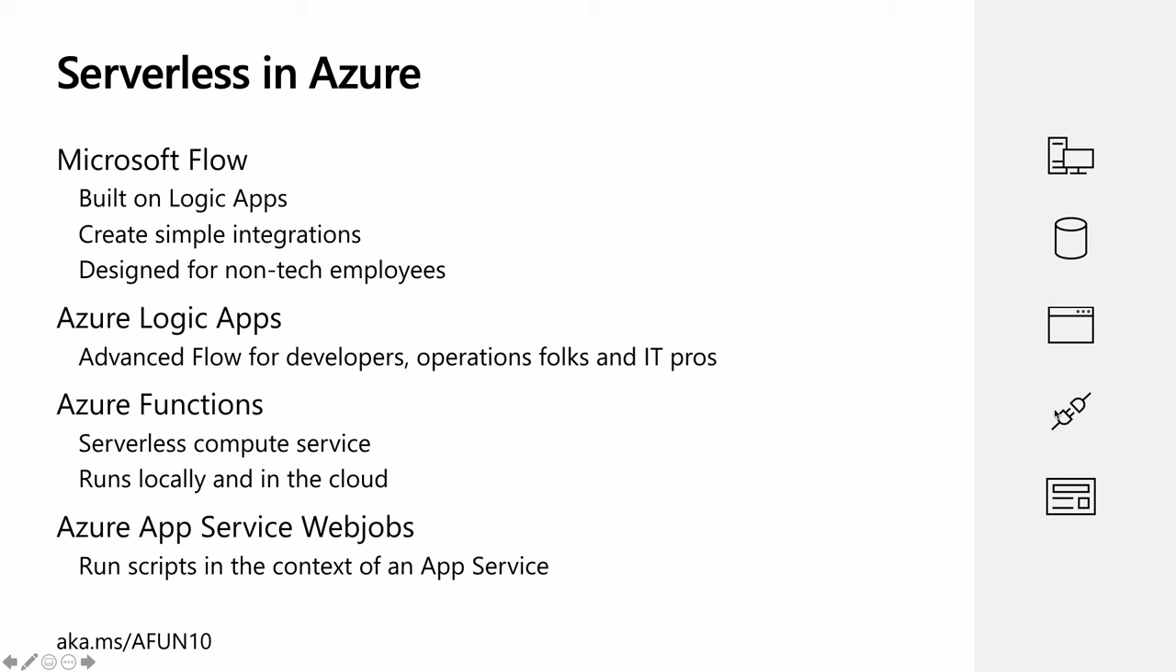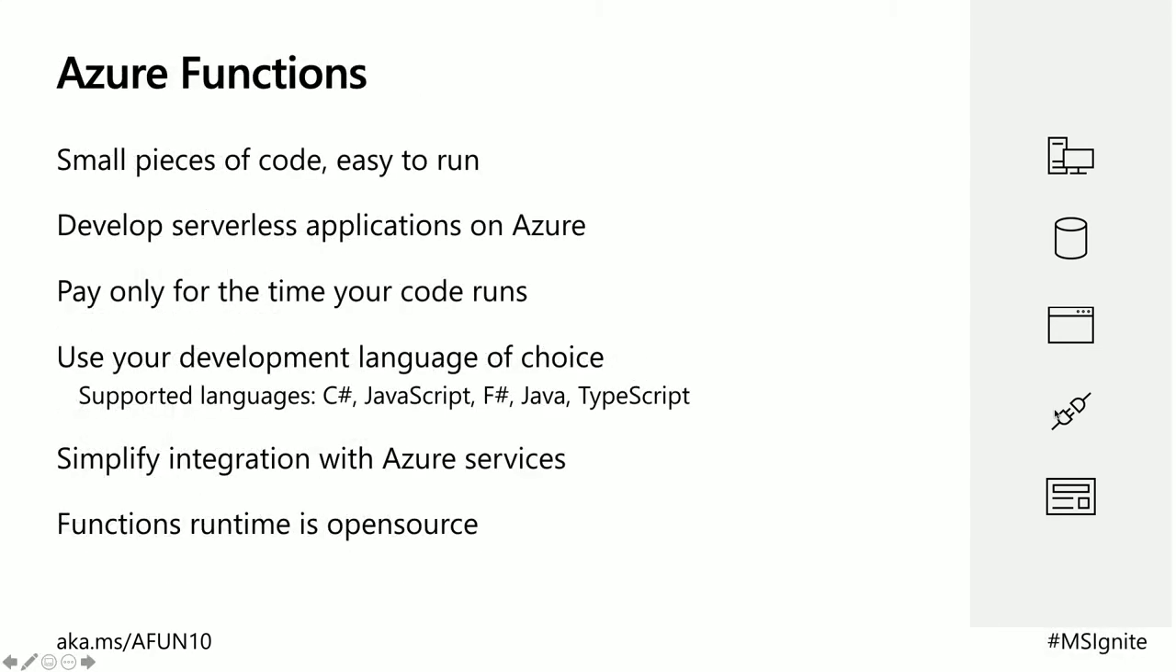The next thing would be Azure Logic Apps, and this is going to be very similar to Microsoft Flow, except it's actually designed for operations and IT pros and developers, so it's going to be a little more technical. And then we have Azure Functions, which is our serverless compute service, and that can be run locally or it can be run in the cloud. And then we also have Azure App Service Web Jobs, which will let you run a script in the context of an app service.